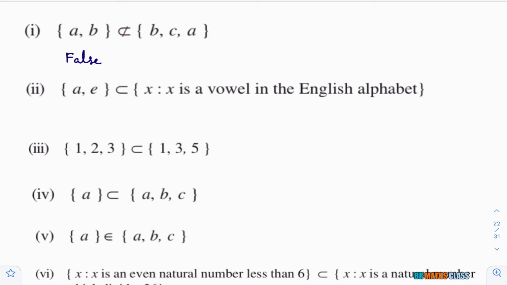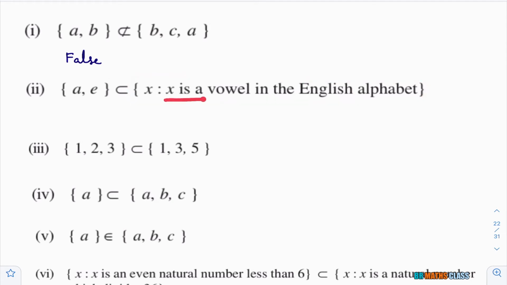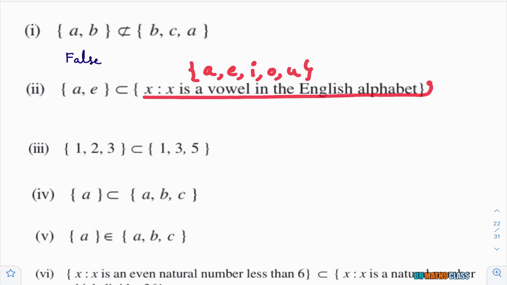Okay. Now you come to the second bit. This set contains two elements, A, E. And the second set is given in set builder form. X is a vowel in the English alphabet. If I write the second set in roster form, what are the vowels in the English alphabet? A, E, I, O, U. Okay. So this set gives this meaning.